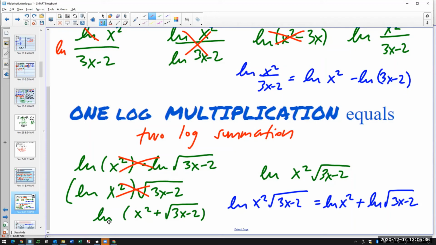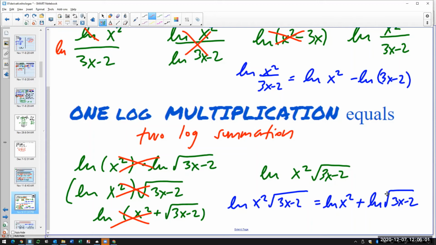This one's 1 log summation, so this is not 1 log multiplication. This is 1 log multiplication. Do you see how it works? And 1 log multiplication equals 2 log summation. So if you look at the top thing on your notes, which is true, A, B, C, or D? Yeah, it's D again. Everybody good with that? So I wanted to clarify that to make sure you guys understand.